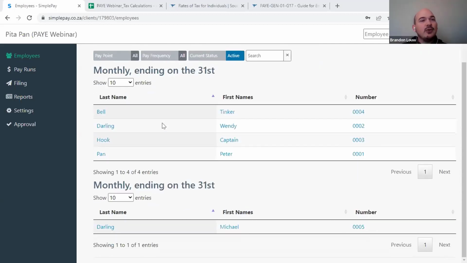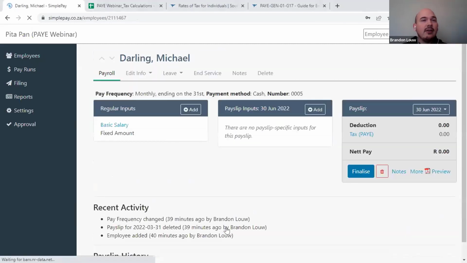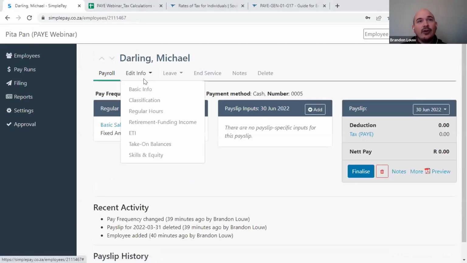Okay. So if you had to do it on an individual basis, you'd simply go to employees, select the employee. So I'm going to select Michael Darling and edit info, and there you'll see the option for take-on balances over there. Now, this option will only be available if take-on balances are actually applicable to the employee.